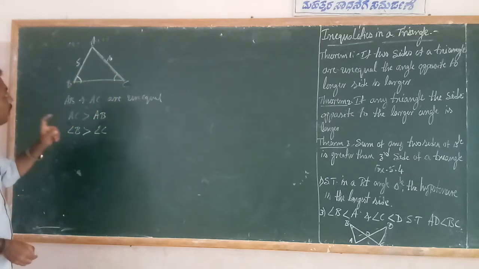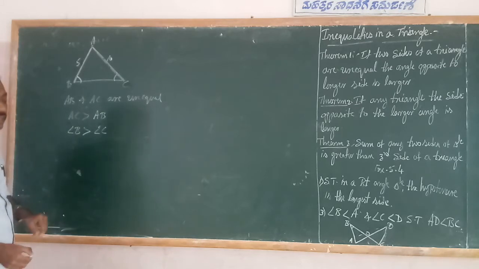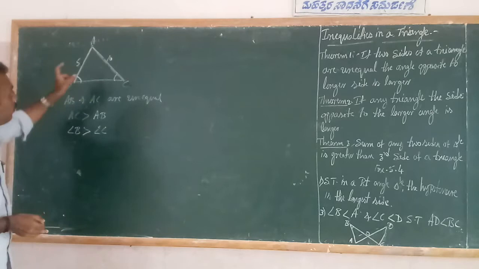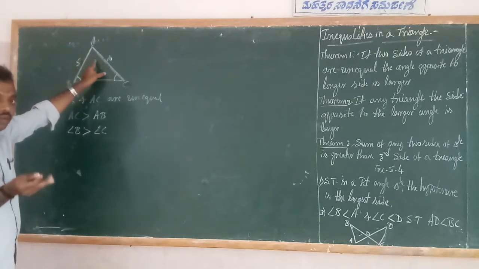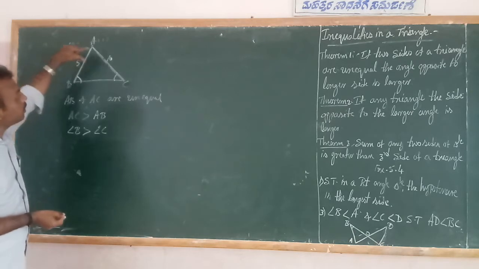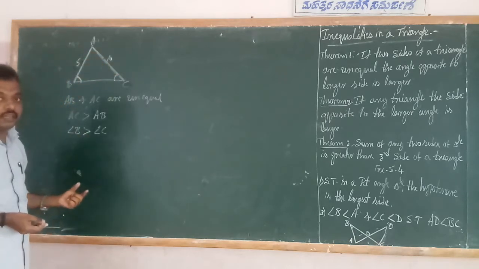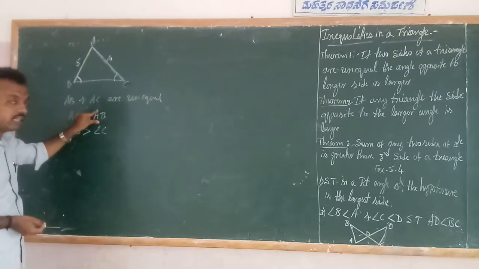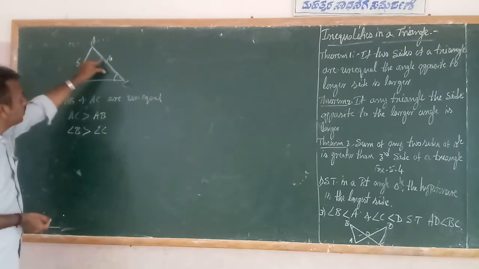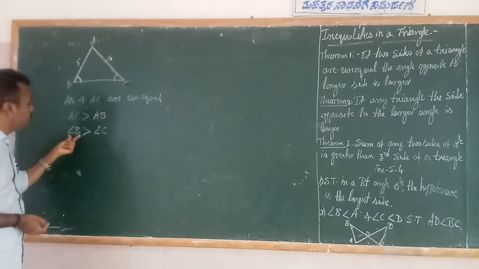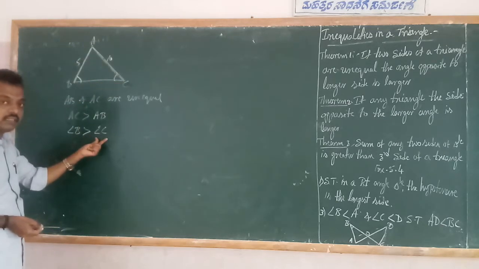So in any triangle, if any two sides are unequal, the angle opposite the bigger or longer side is larger, and the angle opposite the smaller side is smaller. That's why, considering AC is greater than AB, AC's opposite is angle B and AB's opposite is angle C. Therefore, angle B is greater than angle C.